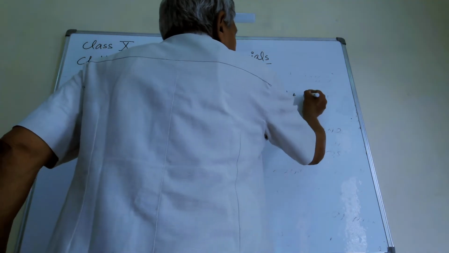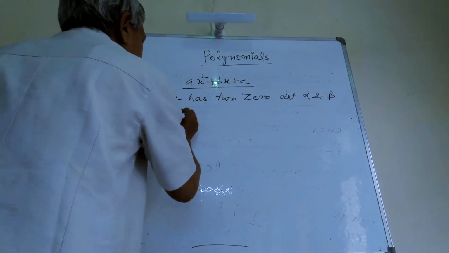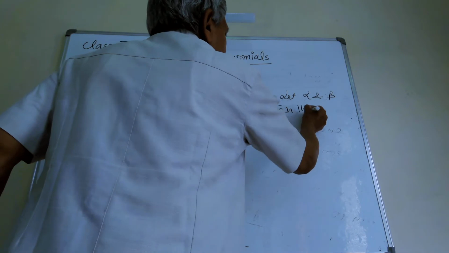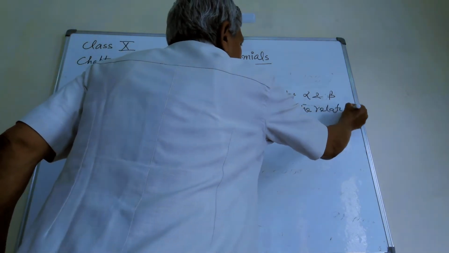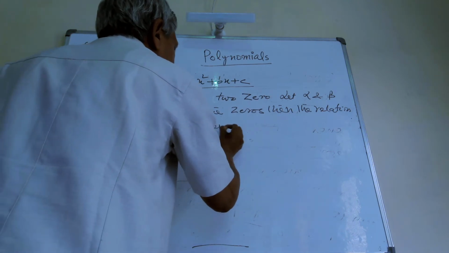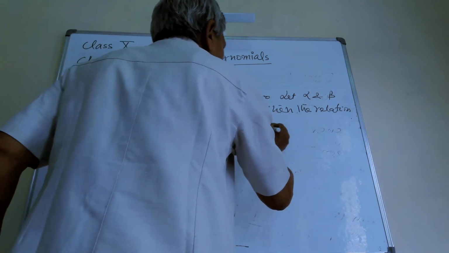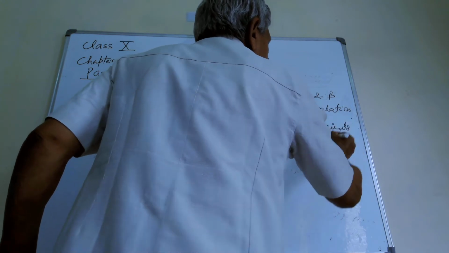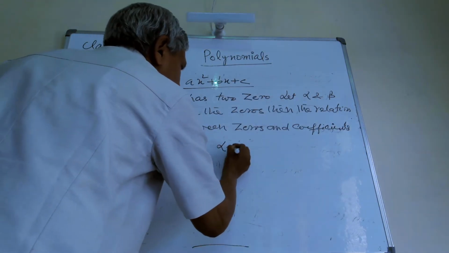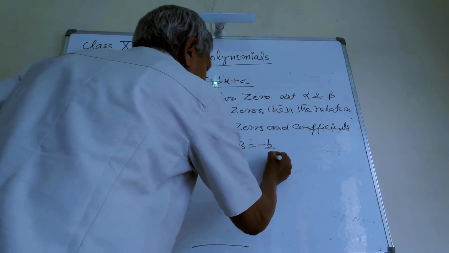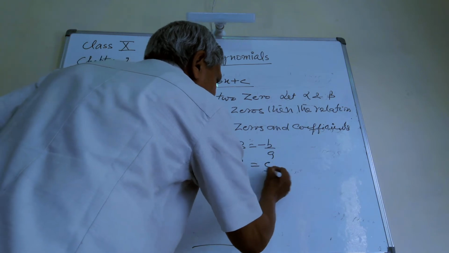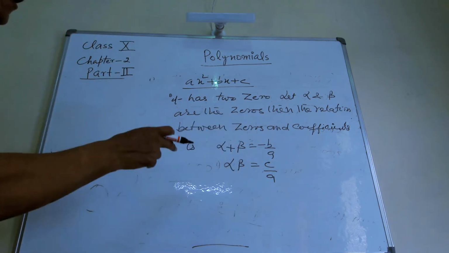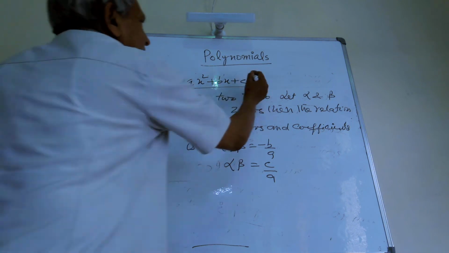Let alpha and beta be the zeros. Then the relation between zeros and coefficients is: alpha plus beta is equal to minus b upon a, and alpha beta is equal to c upon a. These are the zeros, these are the coefficients. This is the relation between the zeros and the coefficients of this quadratic polynomial.